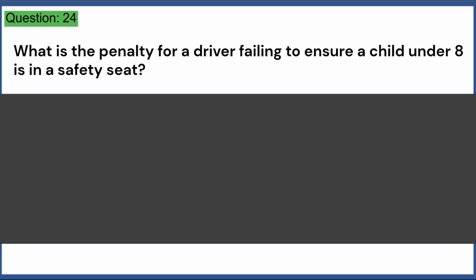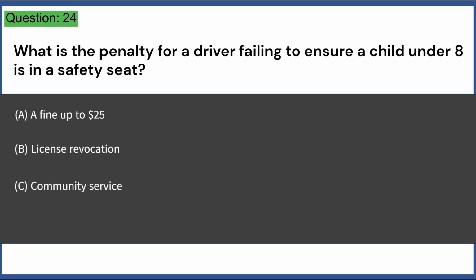What is the penalty for a driver failing to ensure a child under 8 is in a safety seat? A. A fine up to $25. B. License revocation. C. Community service. D. A fine up to $250. Answer: D. A fine up to $250.